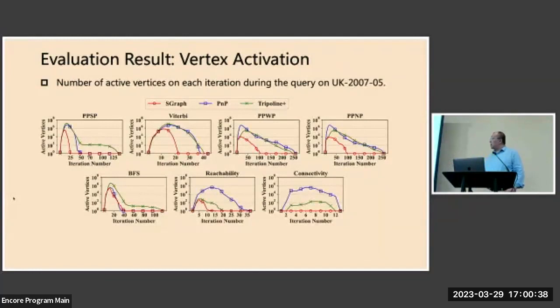And this slide explains why we achieve the performance improvement. You can see that basically we look at a smaller amount of vertex activations, right? The x-axis is the number of iterations. So over time you look at fewer vertices here.